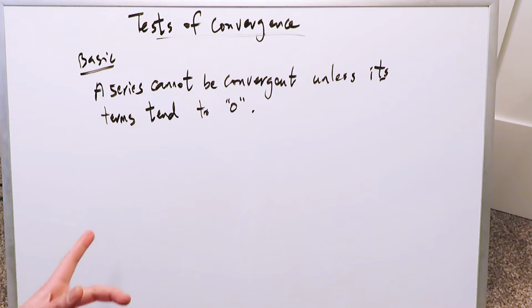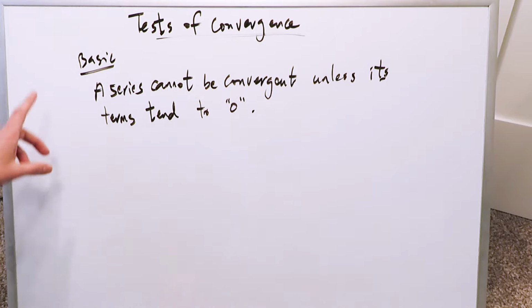Now we begin the examination of the tests of convergence. There are two which we will look at in this particular video. There are more, but in this video we're looking at the two basic ones. The first one I'll just call the basic test of convergence. It doesn't have a formal name, but according to the basic test of convergence, a series cannot be convergent unless its terms tend toward zero.